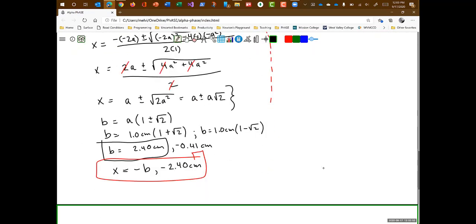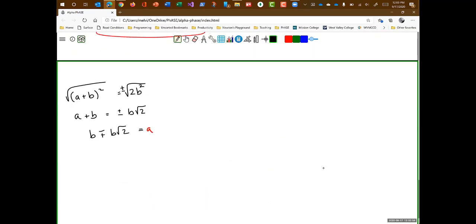Yes, okay. Root A, and then we will factor out the B1 minus plus root 2 equals A. And I'm feeling a little uncomfortable with this because this is looking a little different than what we had before, but I get A minus plus root 2.